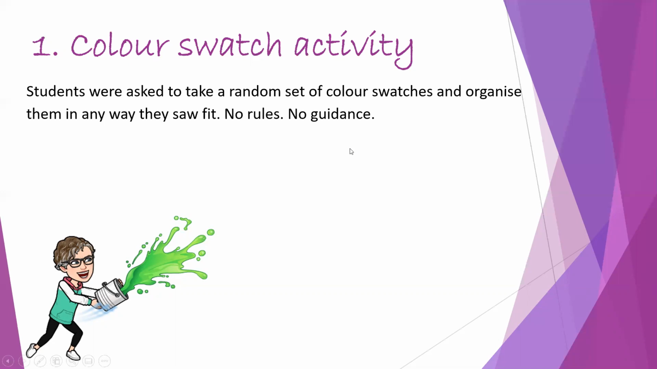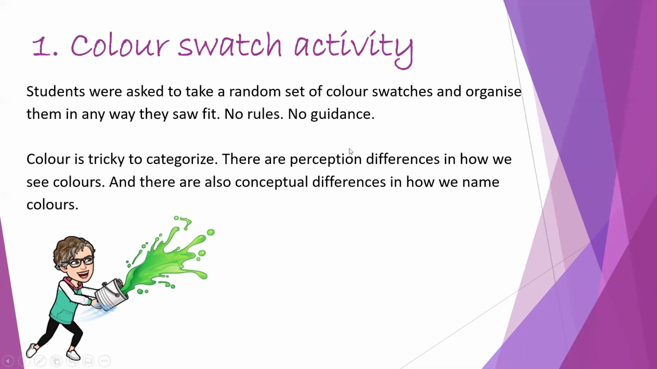And I chose color for a very particular reason, because color is very tricky to categorize. There are perceptual differences in how we see colors, even between people who are not colorblind or have some kind of measurable inability to see parts of the visible light spectrum. We still see color subtly differently from person to person.